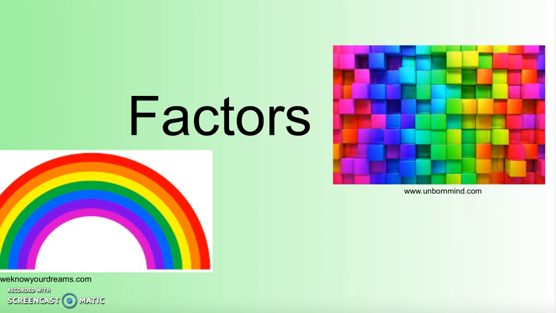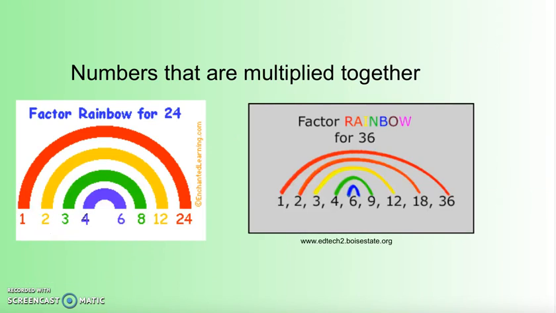Now let's talk about what are factors, because that is one of our terms, and this was a term that we worked with in chapter 1. So what are factors? Oh, you guys are so good. Factors are just numbers that we multiply together. And so we made these little rainbow trees to list all the factors of numbers. 1 times 24, 2 times 12, 3 times 8, 4 times 6. These are all factors of 24.